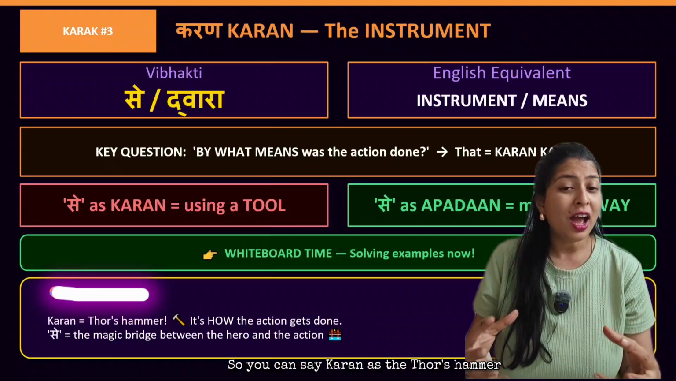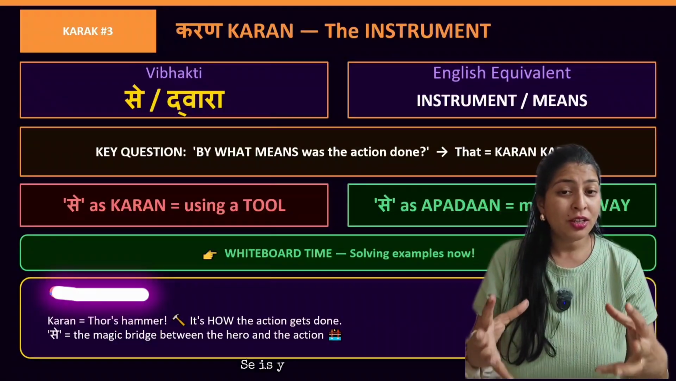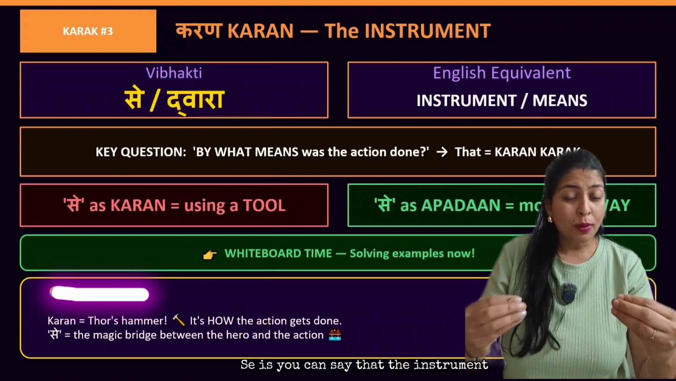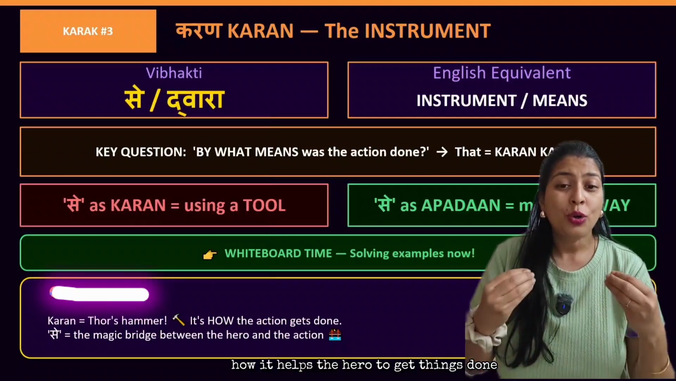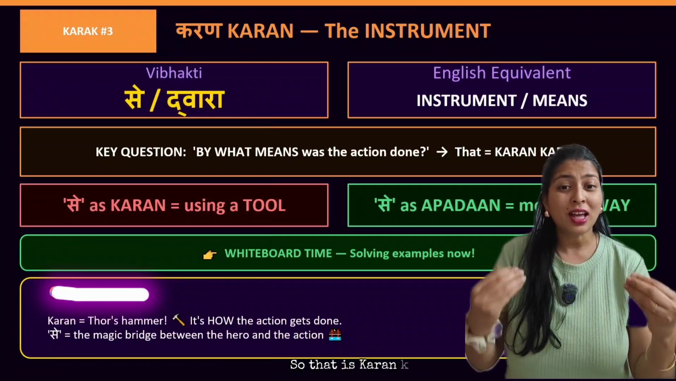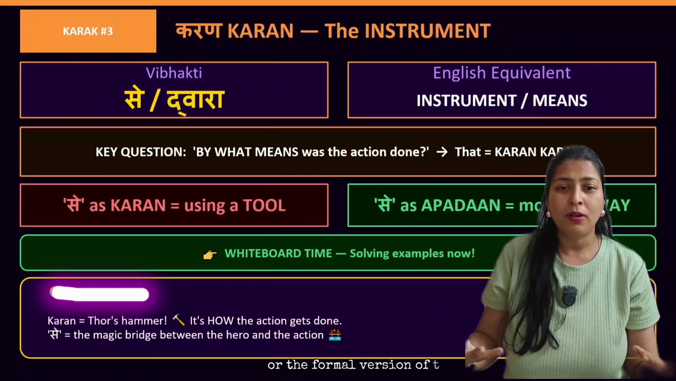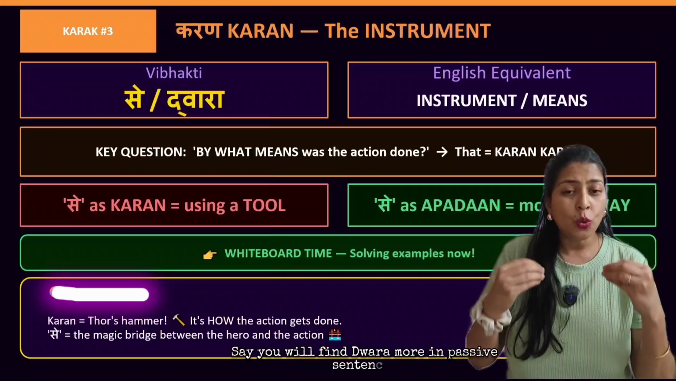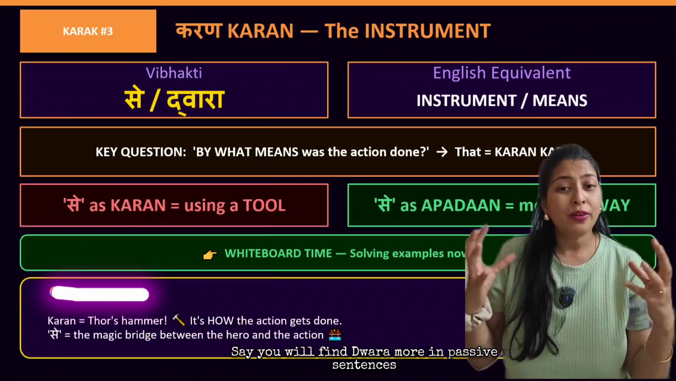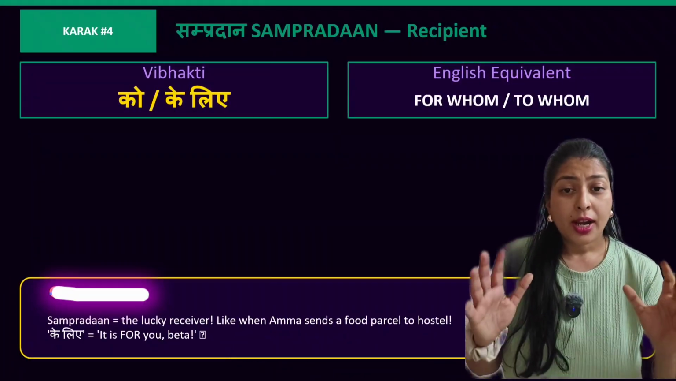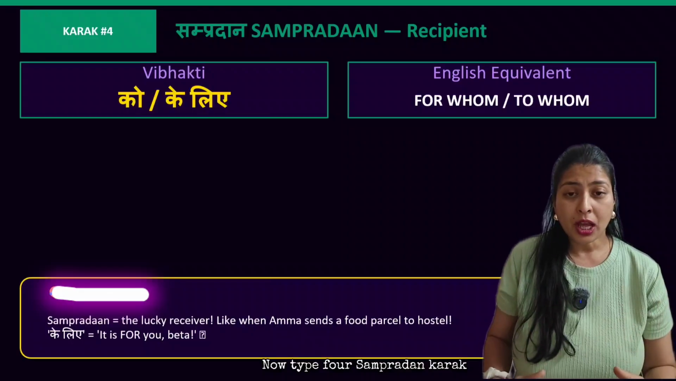So you can say Karan is like Thor's hammer, the instrument that helps the hero get things done. That is Karan Karak. And Dwara is the fancy or formal version of that; you will find Dwara more in passive sentences. Now type 4, Sampradan Karak.